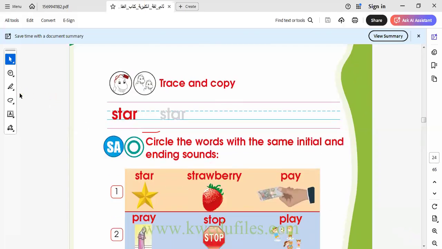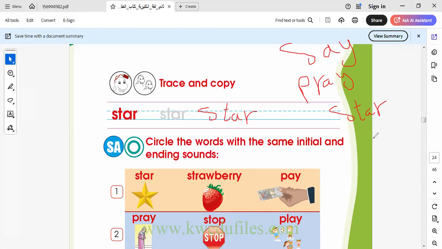Here we have some vocab with the letter S. Let's read it together. Here we have star, star. So I would like to revise the words that we took. We took say, we took pray, we took star. Here we have star. Here is another word. So here are 3 words I would like you to remember.